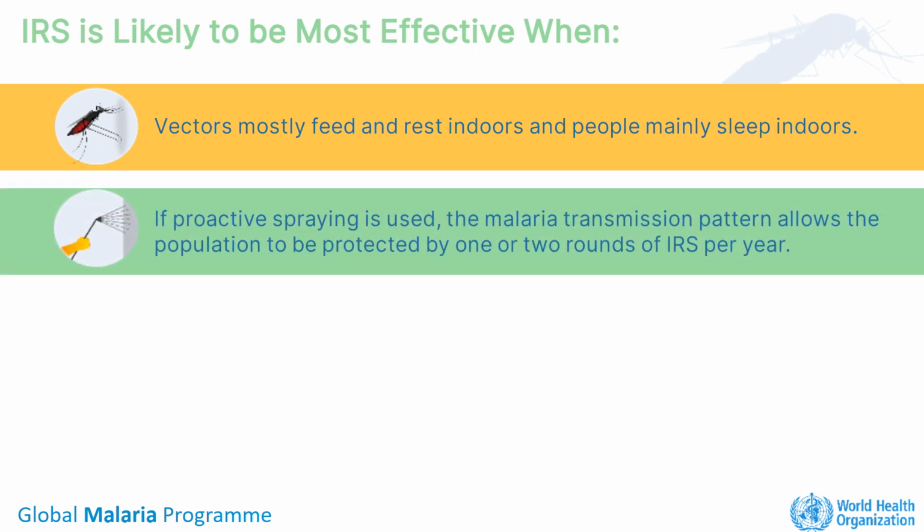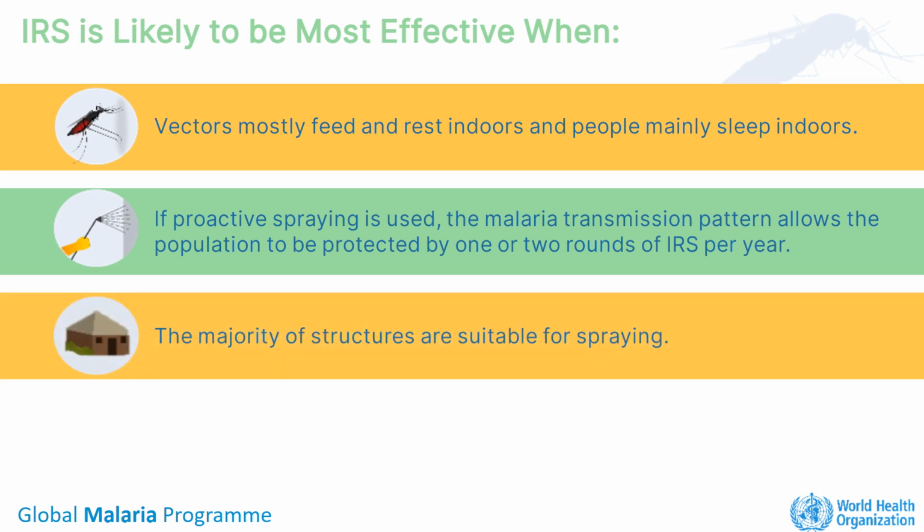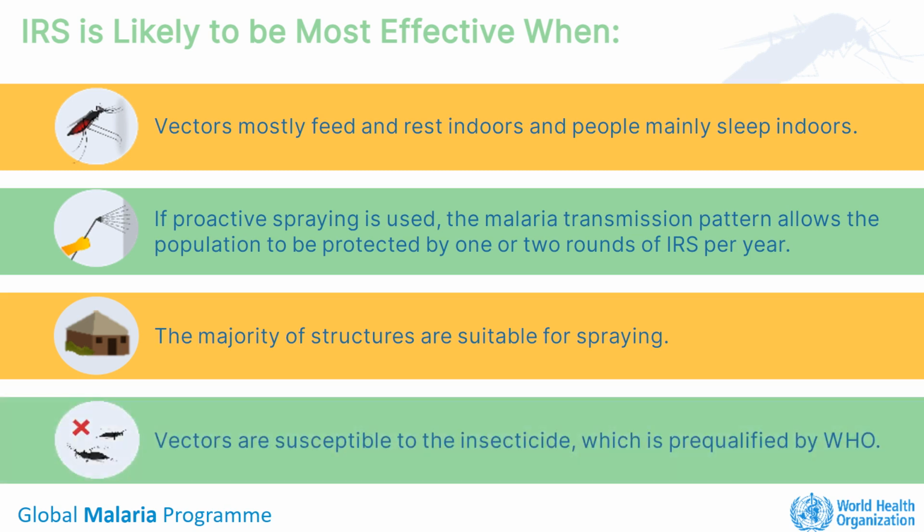If proactive IRS is used, the malaria transmission pattern should allow for the population to be protected by IRS with just 1 or 2 rounds per year. IRS is not suitable as an intervention if the structures are not suitable for spraying. This could occur if structures are tents or do not have walls. Finally, the insecticides used in IRS must be able to kill mosquitoes, so vector susceptibility to the insecticide is paramount.